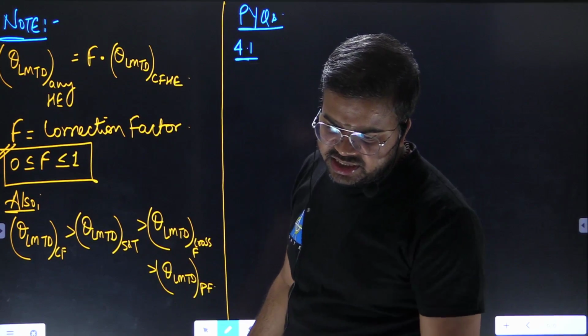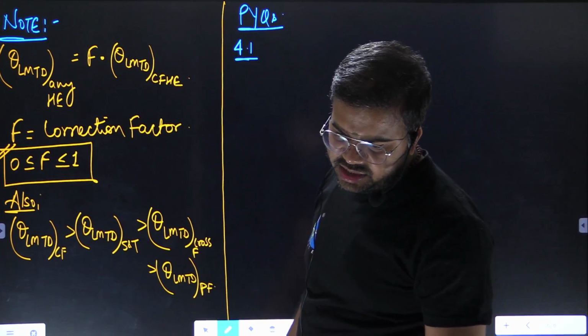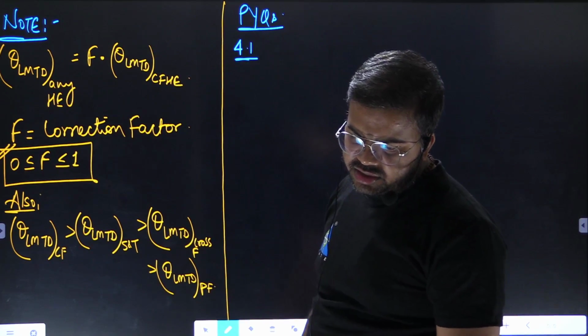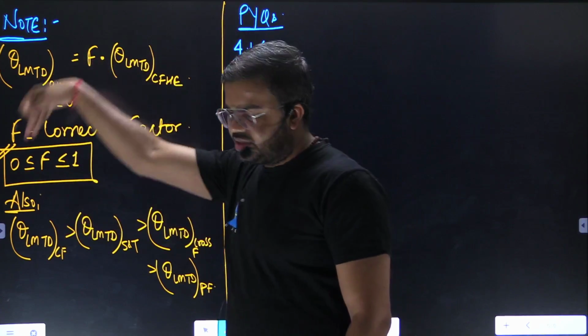4.1. Shell and tube heat exchanger baffles are mainly for mixing of fluid, increasing the heat surface area, deflecting the fluid in the desired direction, and reducing fouling of the surface. C, deflect. Deflecting the fluid in the desirable directions.